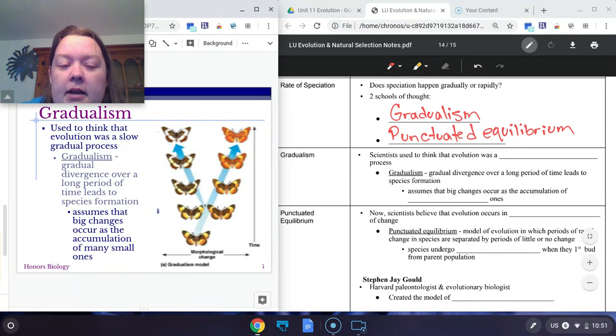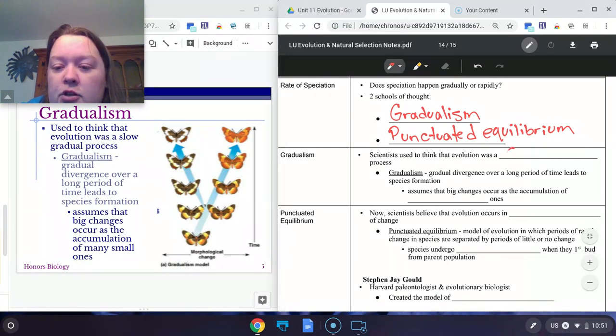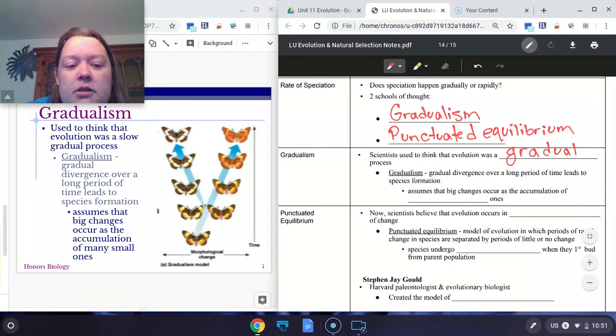is a way that scientists look at evolution as being a gradual process or slow process. Meaning, gradualism states that evolution happens slowly but continuously over long periods of time. And this is going to assume that big changes occur as an accumulation of many small ones. So things change only because many small things changed in the process. So gradualism states that evolution happens slowly but continuously over time.